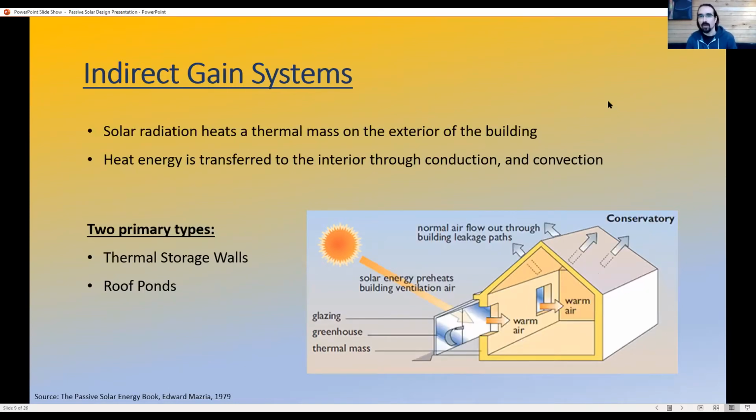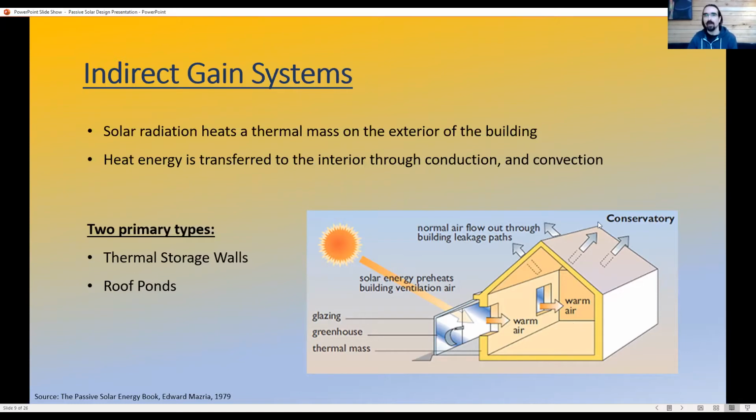The other type of passive solar system is an indirect gain system, where the solar radiation is actually captured outside of the building. It heats a thermal mass outside the building, and then that heat energy is transferred into the interior, either through conduction or convection. You can see in this example here, we have a greenhouse that acts as a solar collector, where the solar energy is able to enter that external space, heat up a thermal mass, which then conducts to the inside, but then is also open to the air inside, and the hot air moves towards the cool air inside, and the cool air is then drawn out and through the space, creating a convective heat loop or a thermosiphoning action. I'll talk more about that as well.